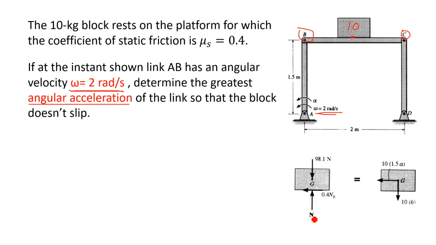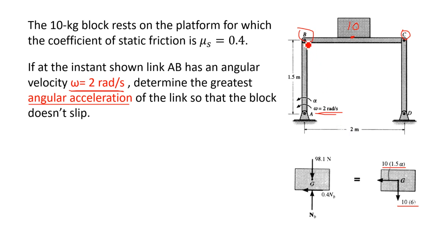We have the normal force and the friction force. You know that the friction force is equal to the normal force multiplied by the coefficient of friction. In the kinetic diagram, we're going to have two forces. The first is the mass multiplied by the horizontal acceleration, and the other is the mass multiplied by the vertical acceleration.